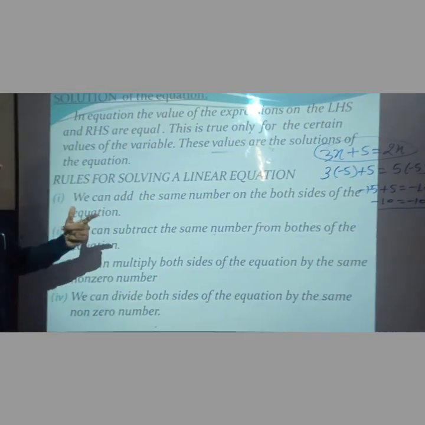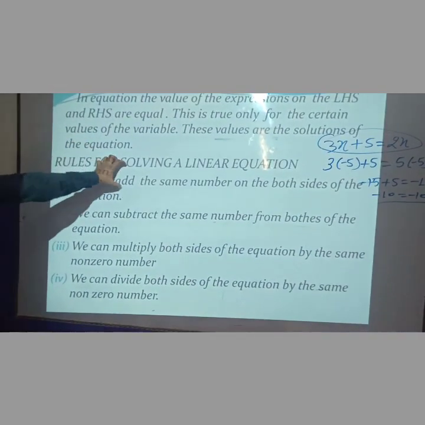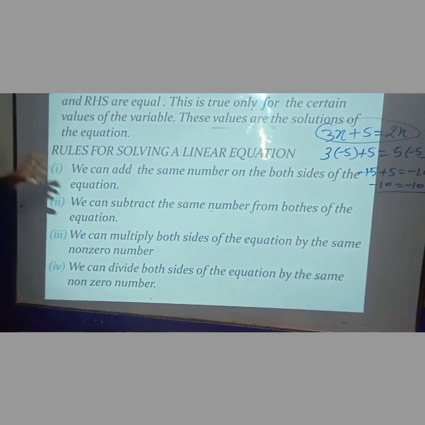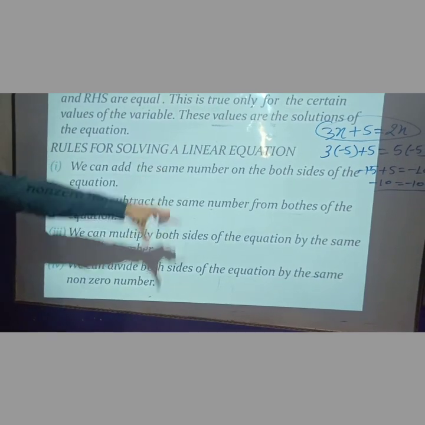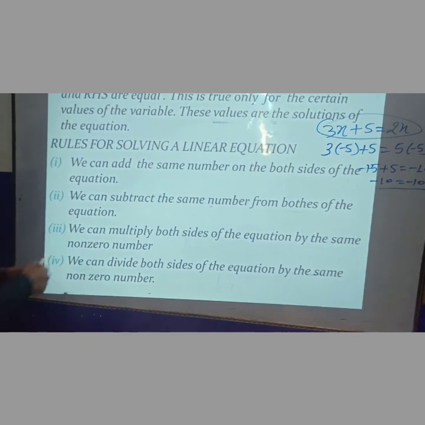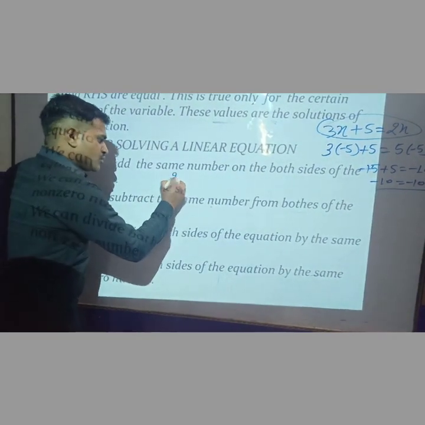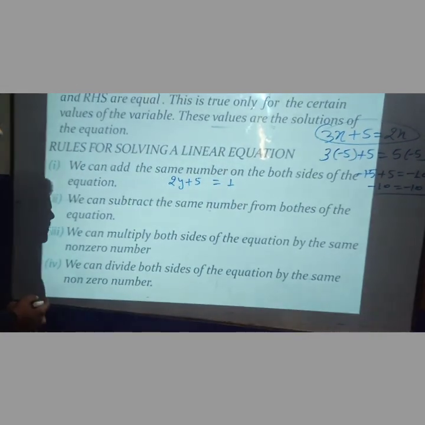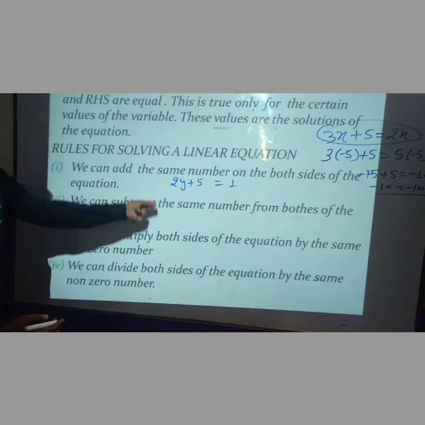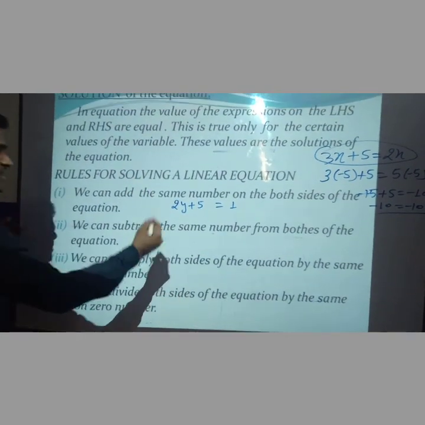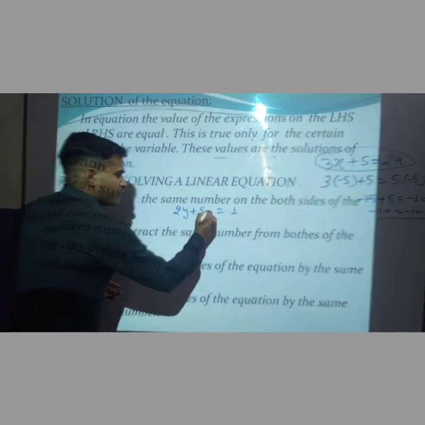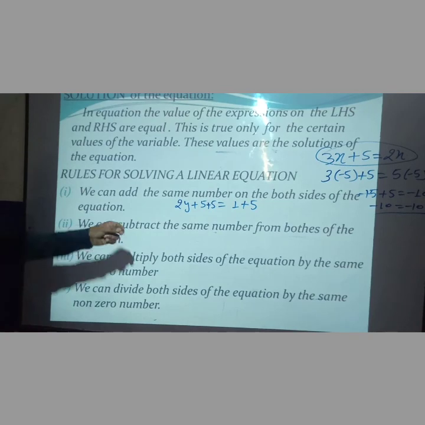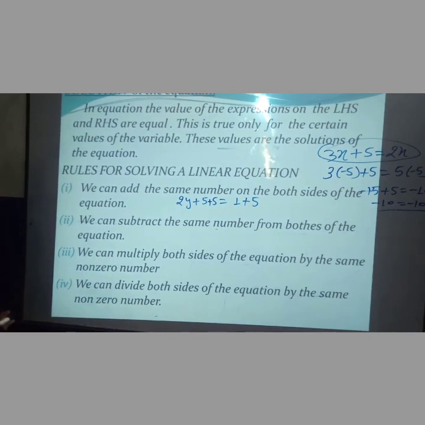Okay. There are some rules to find the solution of an equation. First, we can add the same number on both sides of the equation. Suppose that we have the equation 2y plus 5 is equal to 1. So we can add the same number on both sides of this equation. Suppose that we add 5. So 5 plus 5, this is equal. Like that, we can subtract the same number from both sides of the equation.